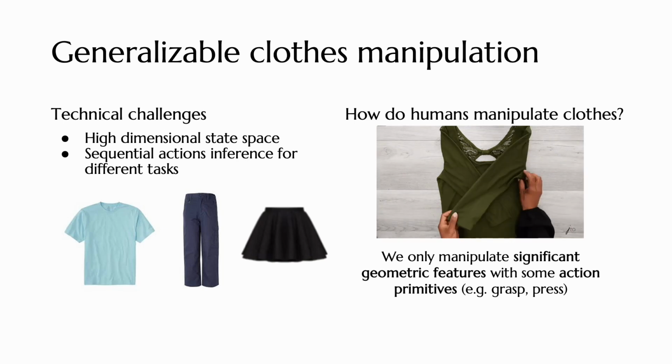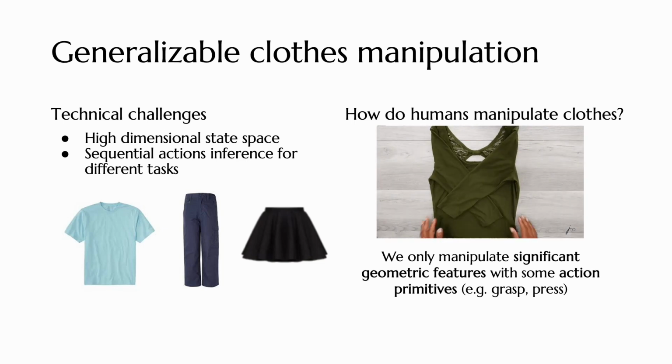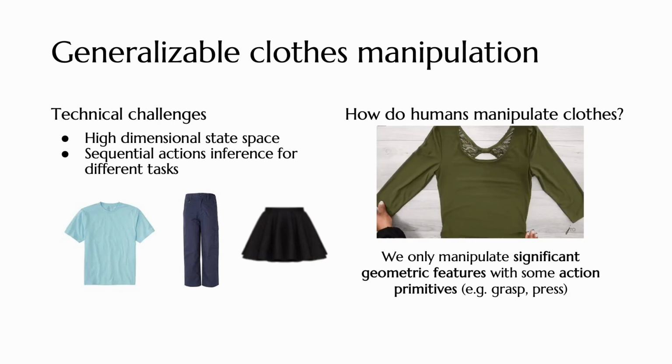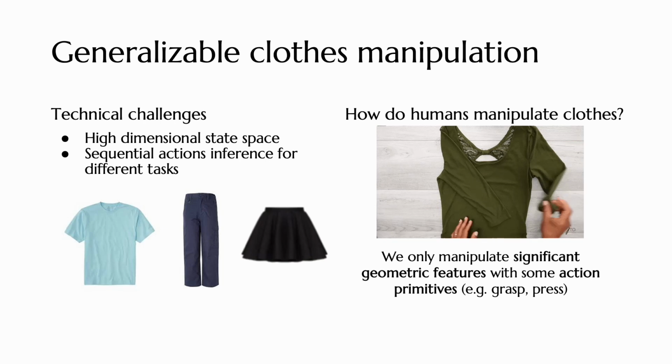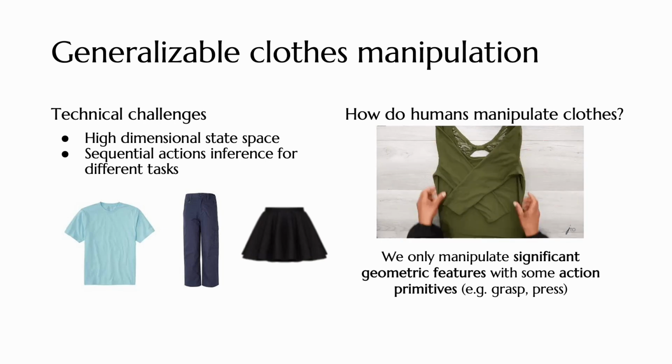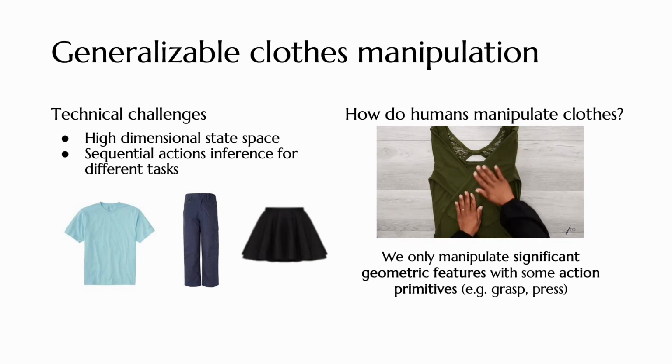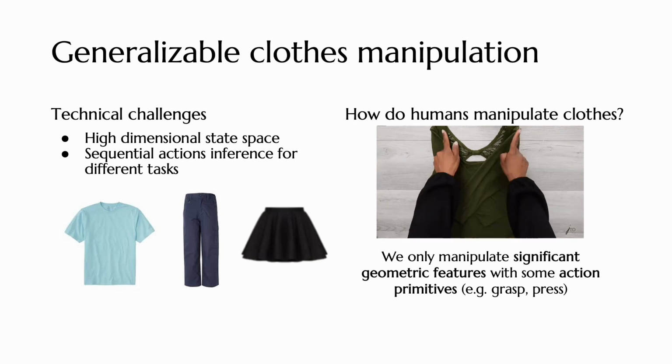To address these two technical challenges, let's think about a question: how do humans manipulate clothes? As this video shows, we only manipulate some significant geometric features like sleeves, so the action space is not on the whole object. Besides, there are some common action primitives shared by different tasks like grasp and press.